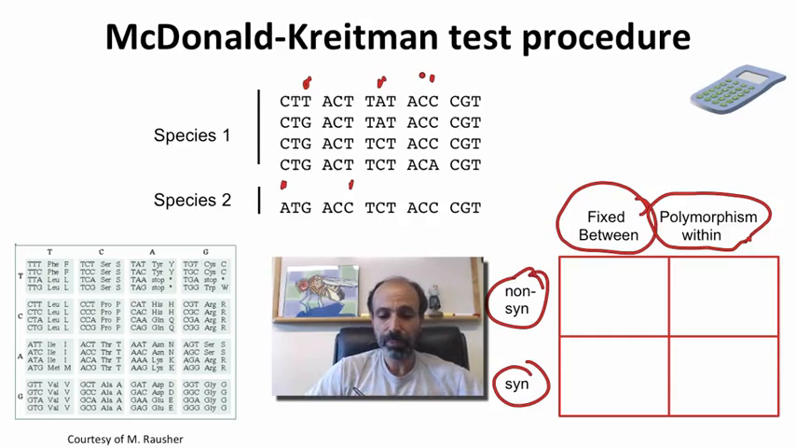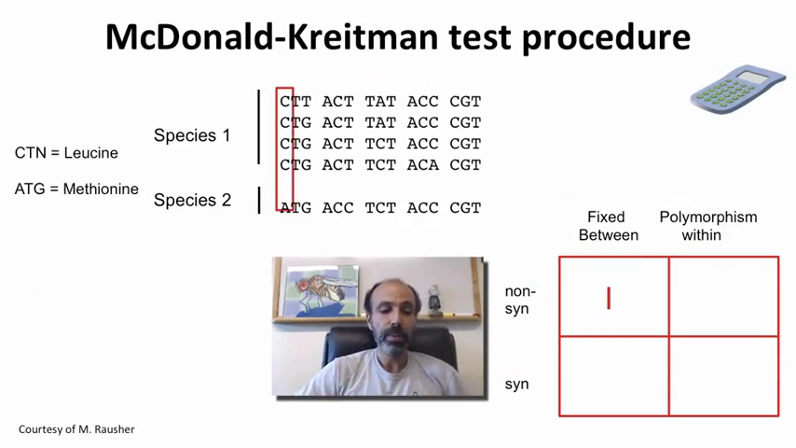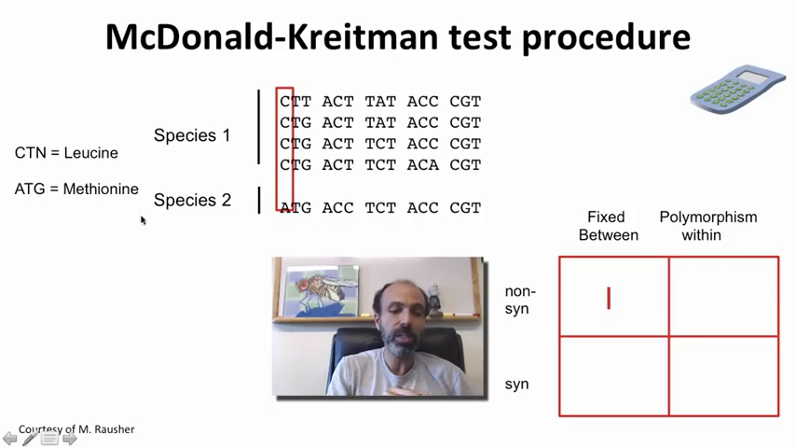Okay, now let's walk through them. So this first site here is a non-synonymous change. As you can see, CTG or anything to ATG, which is methionine. That is a non-synonymous difference, and this is a non-synonymous difference between species. So that goes in this cell.